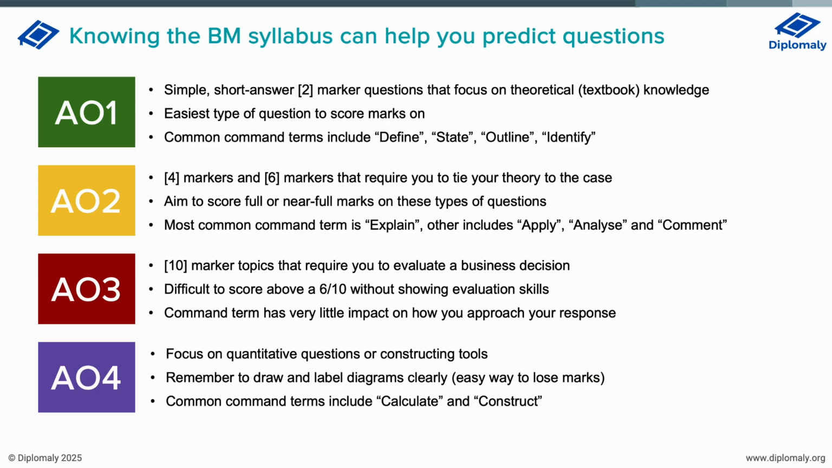The second is AO2. This is the most common type of question that you would have seen when taking a test in class and will frequently show up across your 3 papers, or 2 if you're an SL. AO2 questions are generally 4 or 6 markers that require you to demonstrate more than just BM theory by linking your theory to the context of the case study. In other words, simply responding with textbook knowledge is only going to get you half the marks, with the other half coming from your ability to tie your knowledge or theory to the case study.